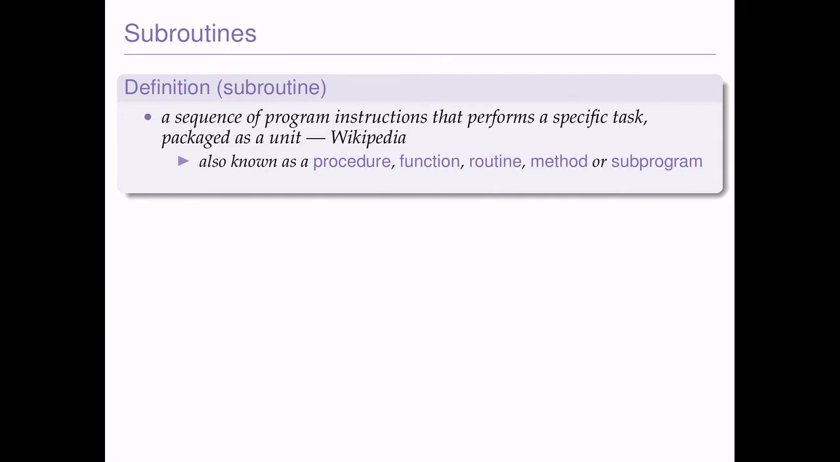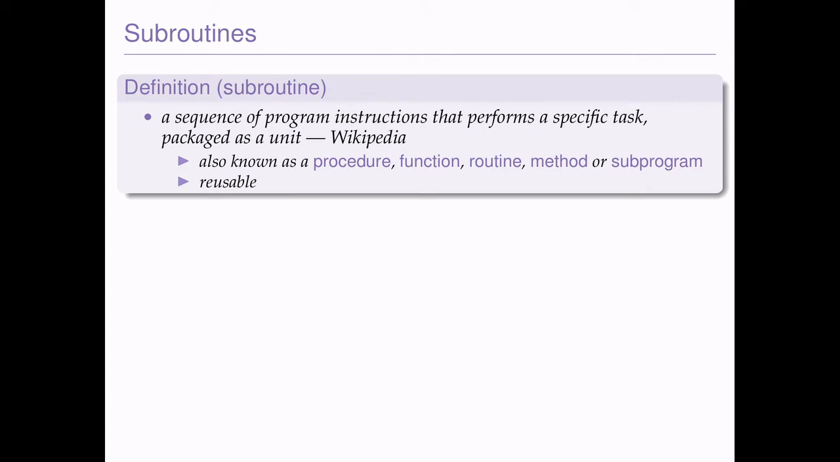So what is a subroutine? A subroutine, by definition, is a sequence of program instructions that performs a specific task packaged as a unit. These are also known as functions, methods in Java, subprograms, procedures, routines, whatever they are. They are just little bits of code that perform a specific task that can be called. And they're also reusable, that's why we care about them.